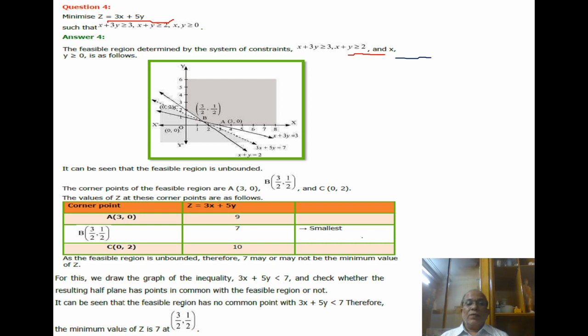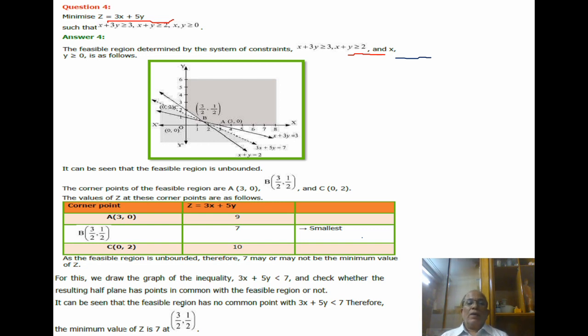Now for the second equation, x plus y greater than or equal to 2: when x is 0, y equal to 2, and when y is 0, x equal to 2. So 2 comma 0 and 0 comma 2 are the two points, and when we join them, we get this line x plus y equal to 2.